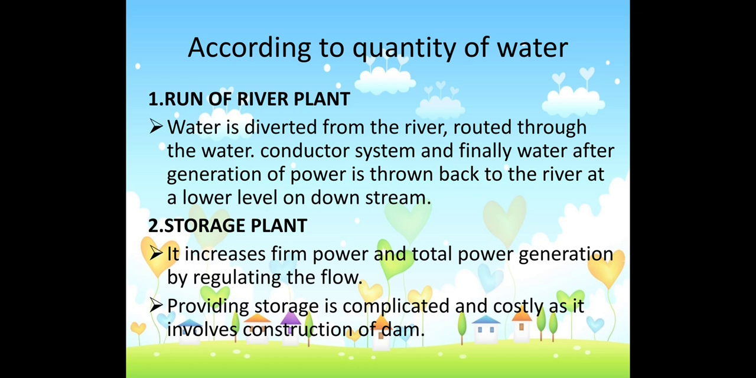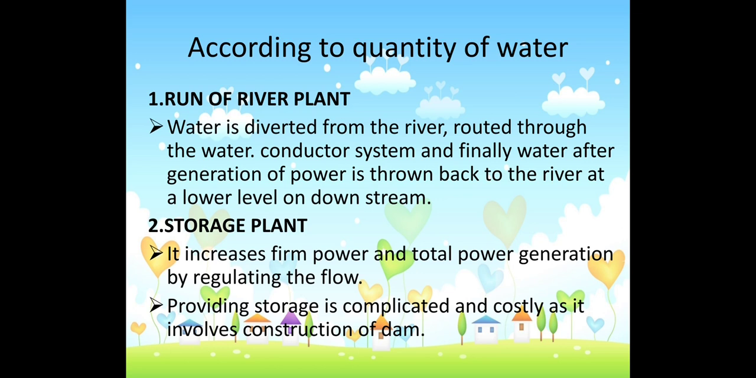The first one is a run-of-river plant. The river has continuous water flowing. A certain amount of water is diverted from the river, and then we can convert it to electric power with the help of a turbine. Again, the water is returned to the river. And then the storage plant. It increases the firm and total power generation by regulating water flow.